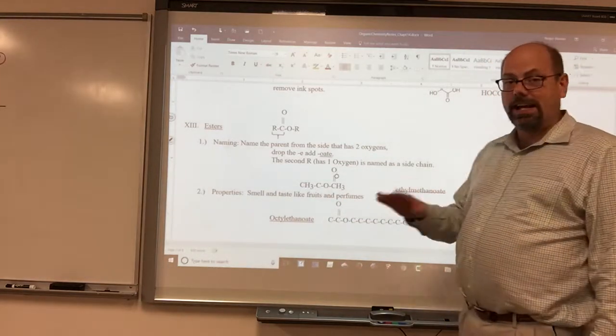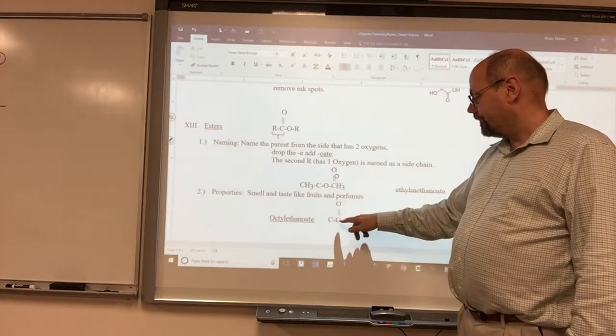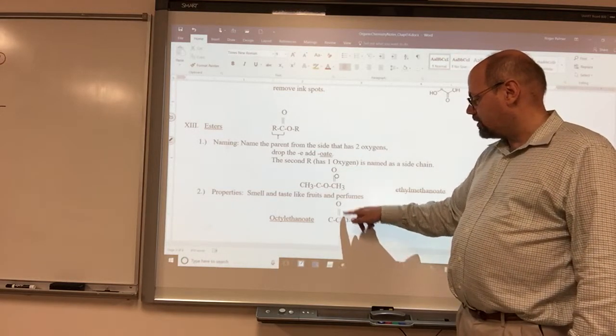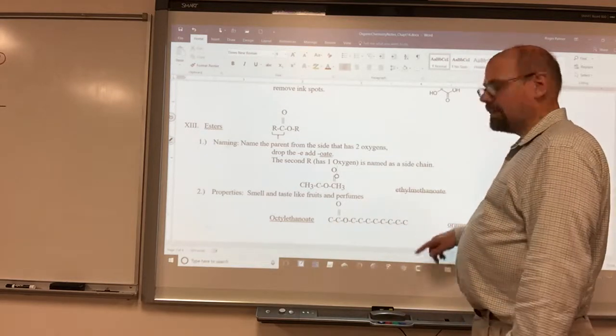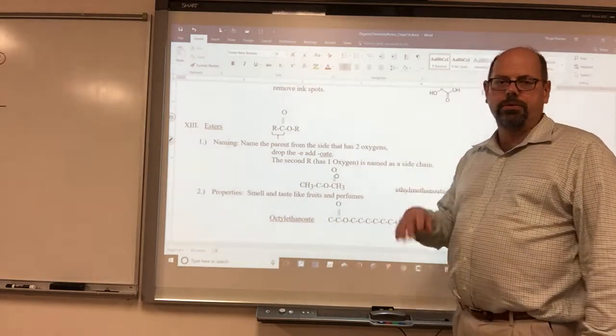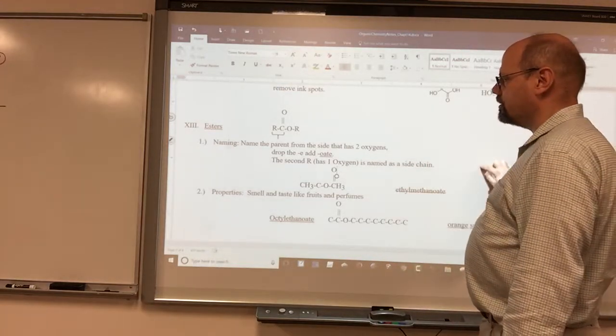Now, some of these have fantastic smells, like the smell of an orange, for instance, which is an ethanoate. So here's the carbon that has the 2 oxygens, ethane, noate, and then here's the carbon side chain that's got the ate through there. Almost all the fruits, grapes, bananas, pineapples, that kind of stuff, are esters.